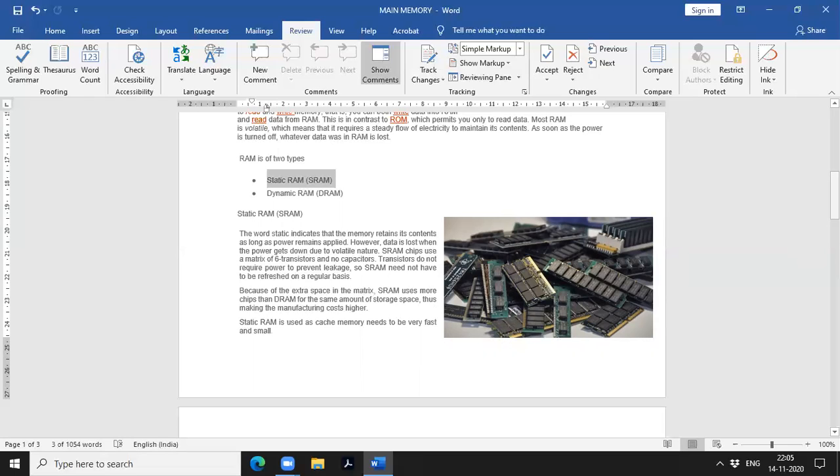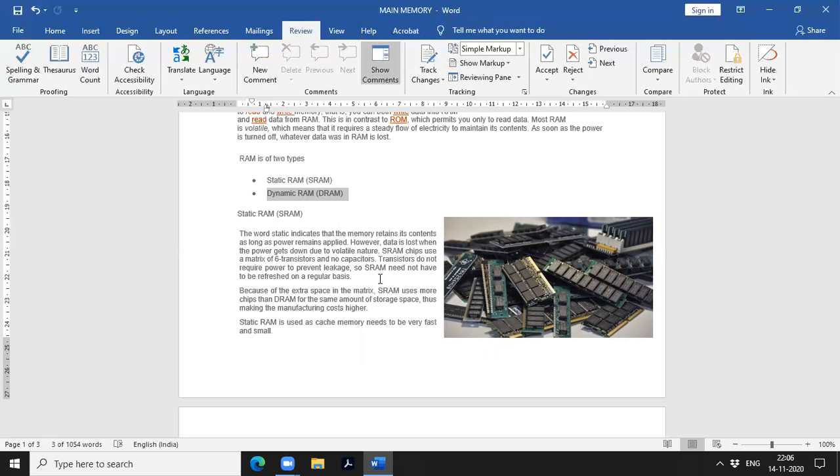Nowadays we are using DDR2, DDR3, and DDR4 RAM. These are the various technologies we are using. What is the basic concept? Only dynamic RAM is used nowadays, since this RAM is less expensive when compared to static RAM.